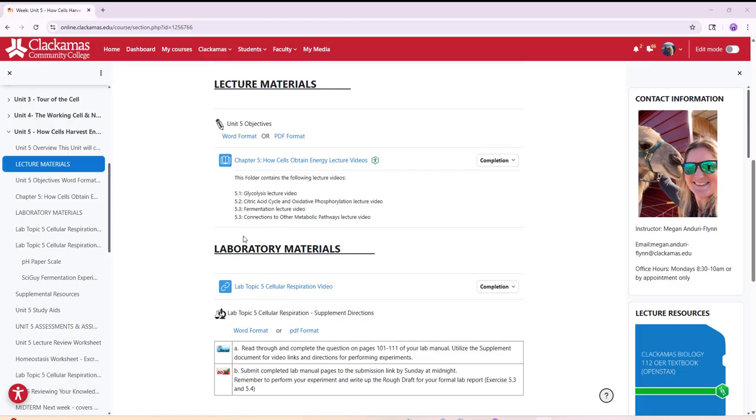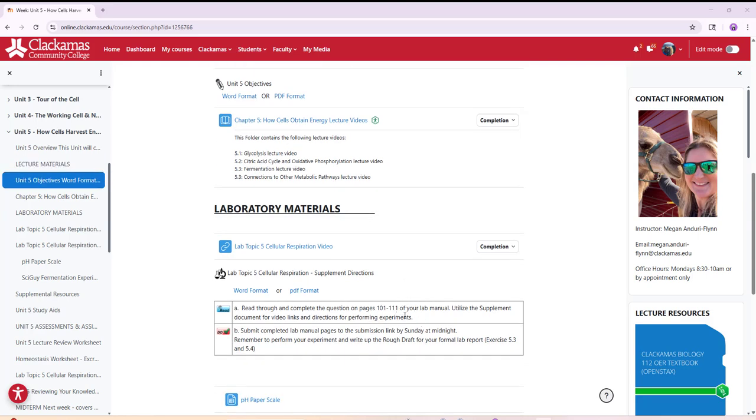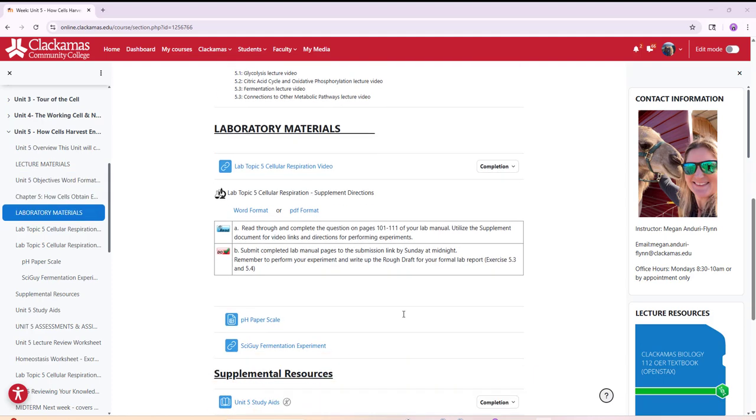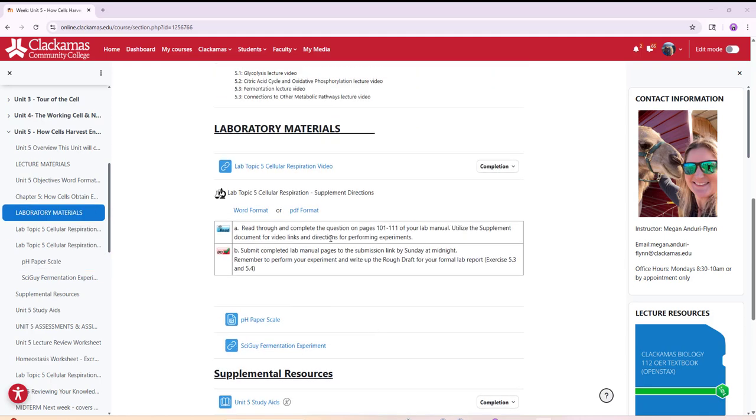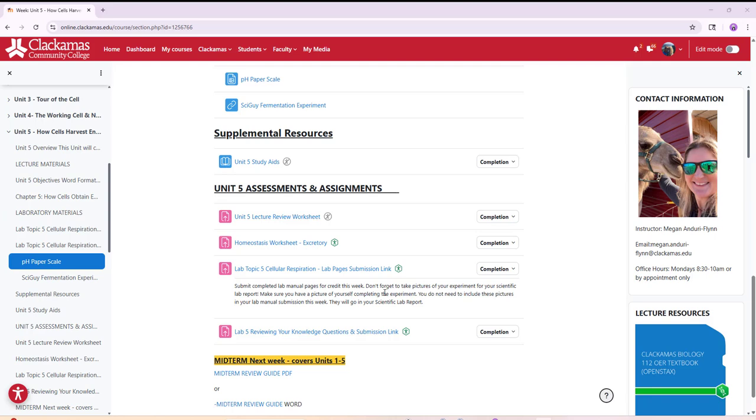All right. So once you've collected all of your data and completed your experiment and completed the rest of your pages in your lab manual, you can go ahead and just submit the pages that you wrote on to the lab pages submission link. Again, you don't have to submit all the pages, just the ones that you wrote on. Don't forget to take pictures of your experiment while you go along, including a picture of yourself performing the experiment. You don't need to submit those pictures with the lab pages this week. Those will go in your scientific lab report.